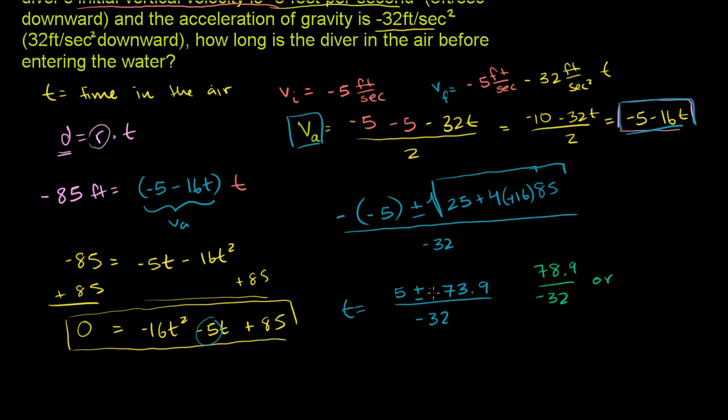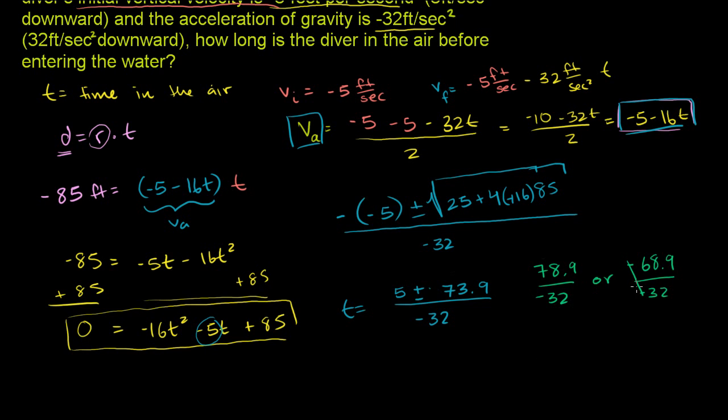The other one is 5 minus 73.9. And let's see, what's 73.9 minus 5? It is negative 68.9. Right? 73 minus 5 is 68. Swap the negative, so it's negative 68.9 over negative 32. In this case, the negatives cancel out.